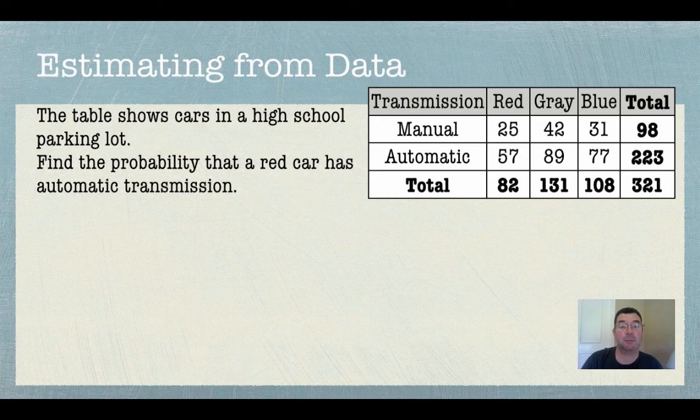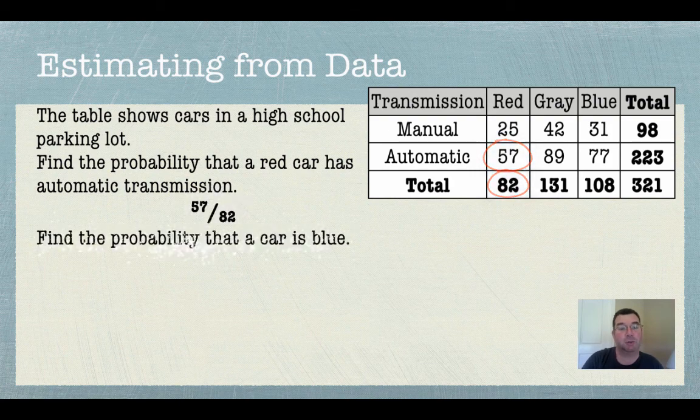So we're going to find the probability that a red car has an automatic transmission. So I look at the number of red cars, and that's 82. The number of those that have an automatic transmission is 57, so the probability is 57 out of 82.